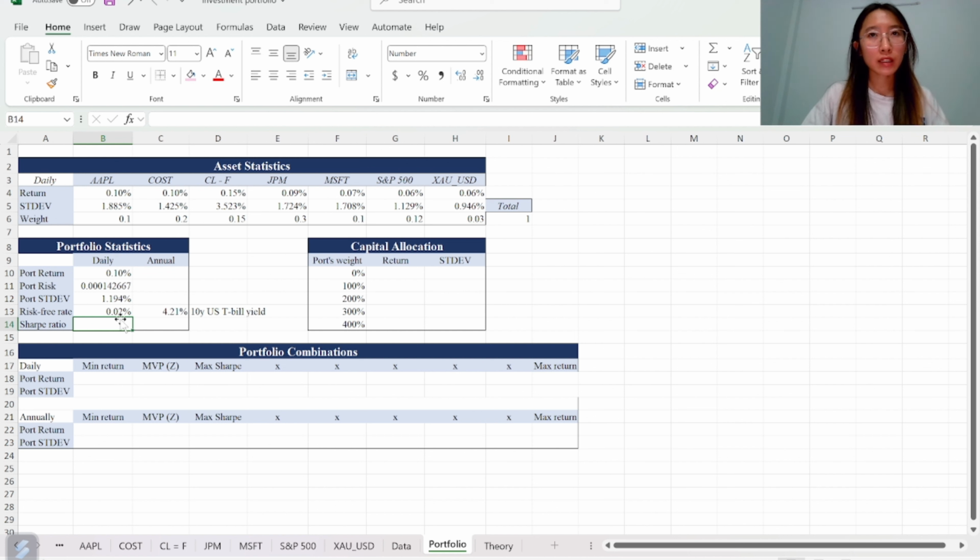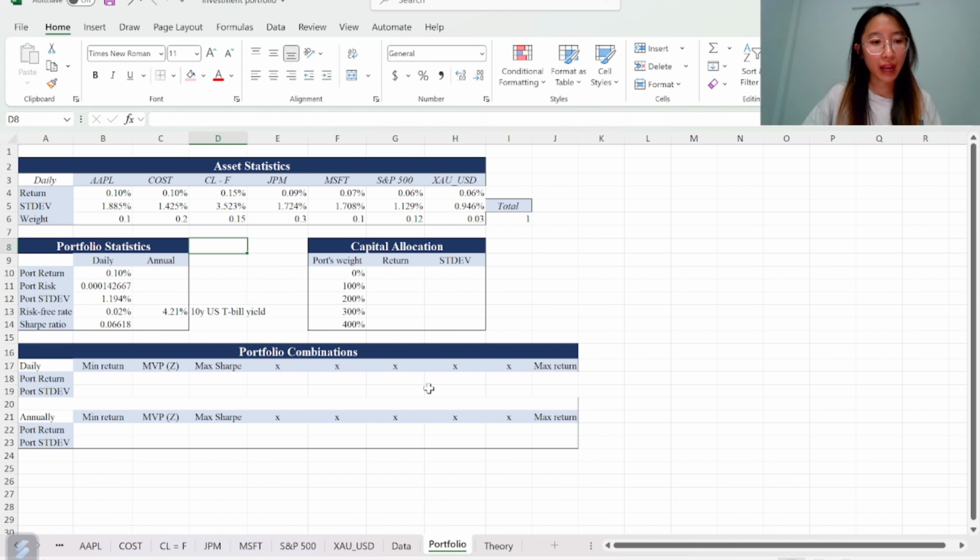And for the Sharpe ratio, that is really important to us later on, because our most optimal portfolio is the one with the Sharpe ratio at maximum. So it is the excess returns over the portfolio standard deviation. And that is temporarily our portfolio statistic.